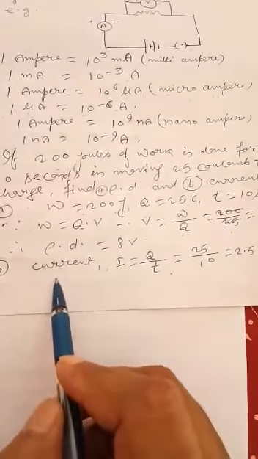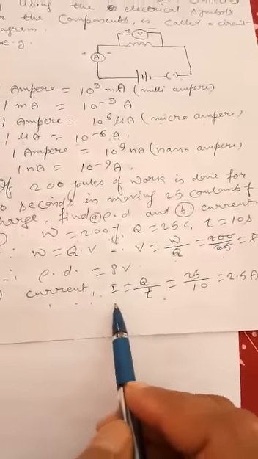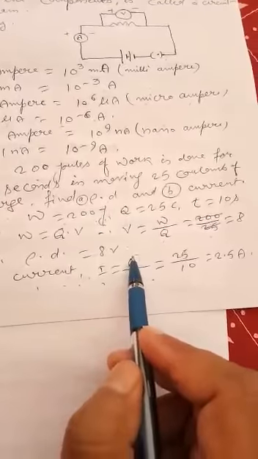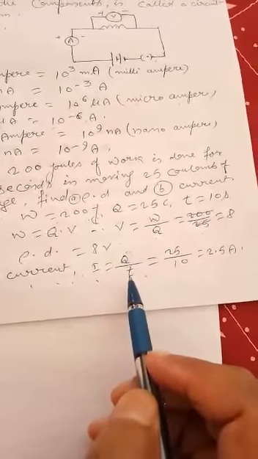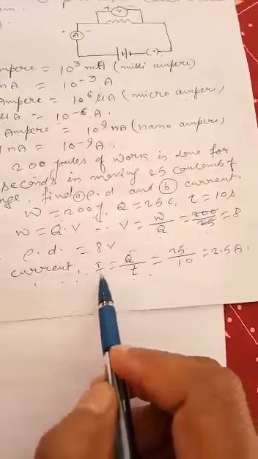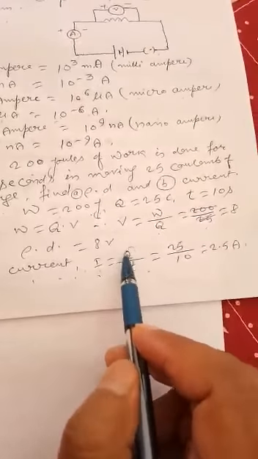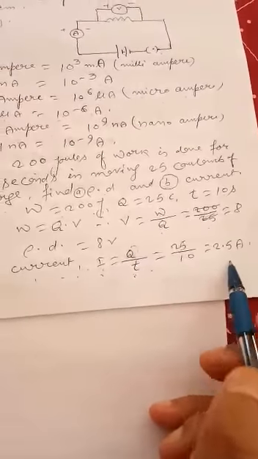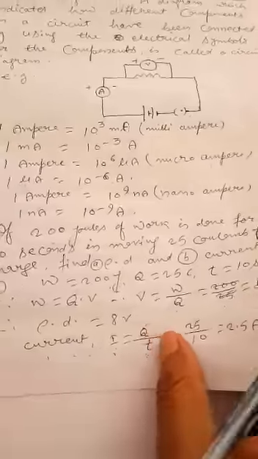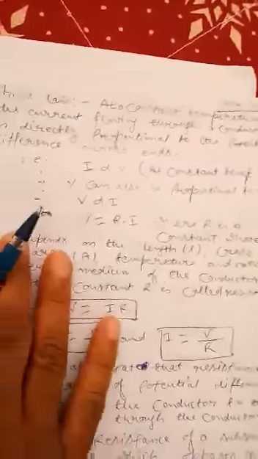Now we have to find out the current. Dear students, current I is equal to the charge moved through a conductor, through a point in a particular time. So I is equal to Q upon T, that is charge moved by time taken, that is 25 by 10, that is 2.5 ampere. Now I would like to guide you to the next topic.